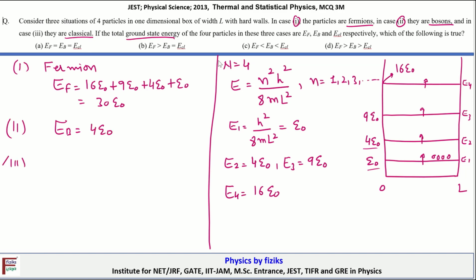Now for the third case, when we treat the particles as classical particles, there is no condition on the occupancy of a particular energy state. We can put all the classical particles in the ground state. So again for the classical particles the ground state energy is 4E0. Therefore we notice that a fermionic system will have the largest energy, and for bosonic and classical systems the energy is the same. So we conclude that option B is the correct one.